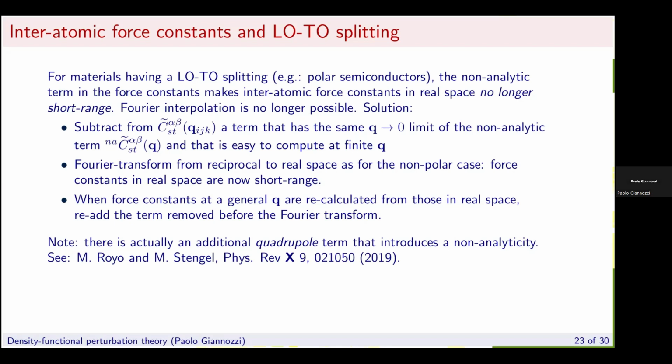Something that should be remarked is that this discussion is not complete, because there is also an additional quadrupolar term that may introduce non-analyticity in the force constants in reciprocal space. So this is something that is not yet present in Quantum ESPRESSO. Here is the relevant citation, the reference.